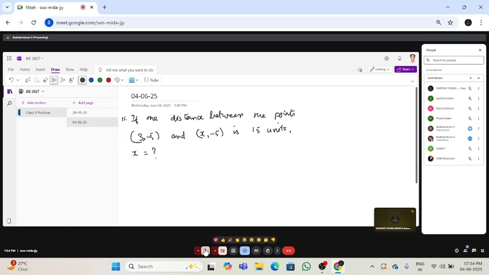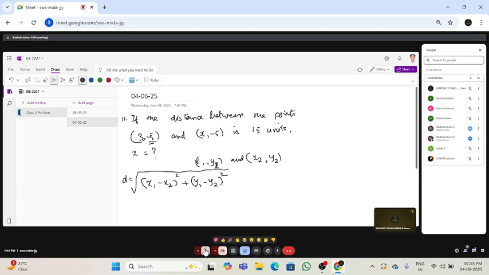So there are 2 points, (3, -5) and (x, -5). The distance between the 2 points is 15 units. So what is the value of x? What is the formula for distance between 2 points? There are 2 points, (x1, y1) and (x2, y2). Then the distance between the 2 points is, okay, Salida has done it, 18. The distance is the square root of (x1 minus x2) the whole square plus (y1 minus y2) the whole square. So this is the distance.